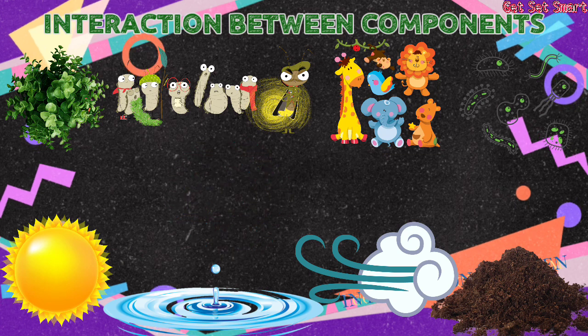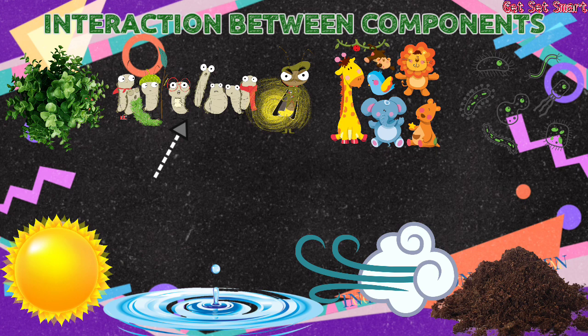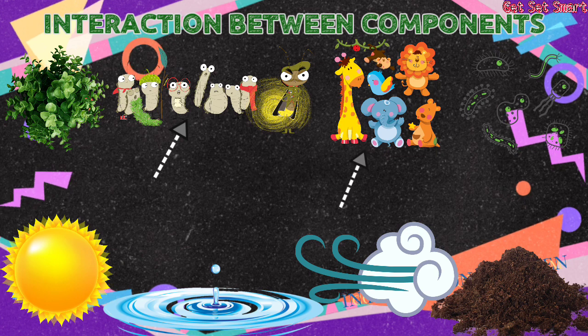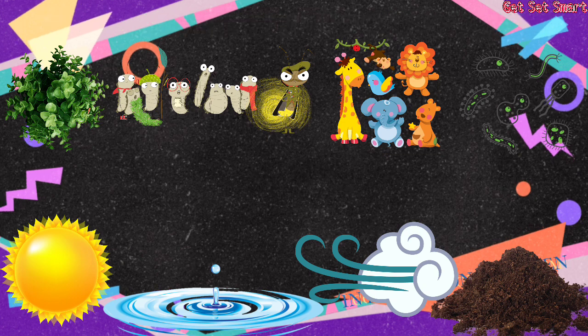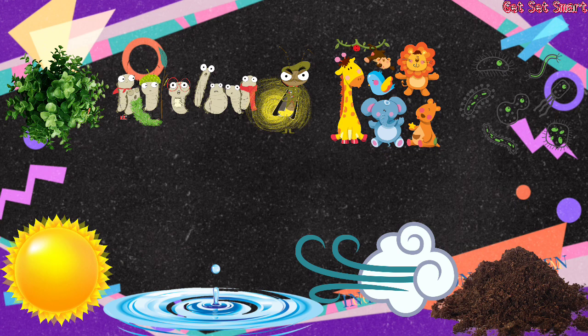Let's see some other examples of interaction of these components. Animals, basically biotic components, cannot live without abiotic component like water and oxygen from atmosphere. In the same way abiotic components are also dependable upon biotic component.